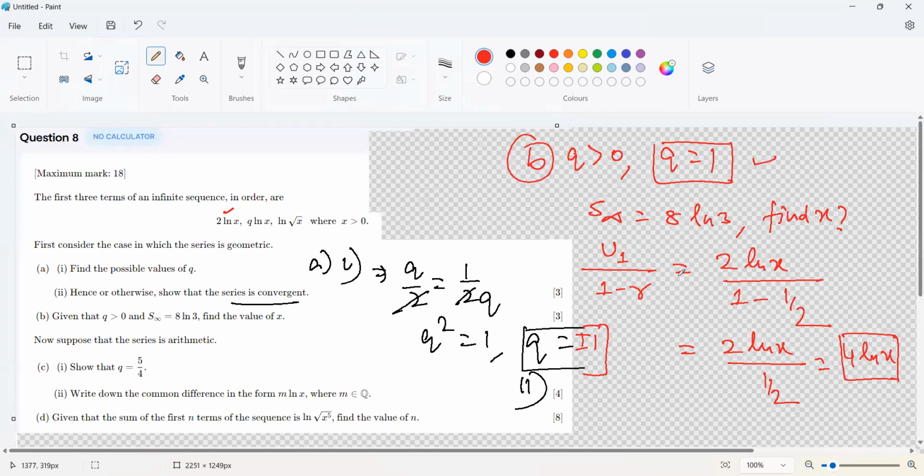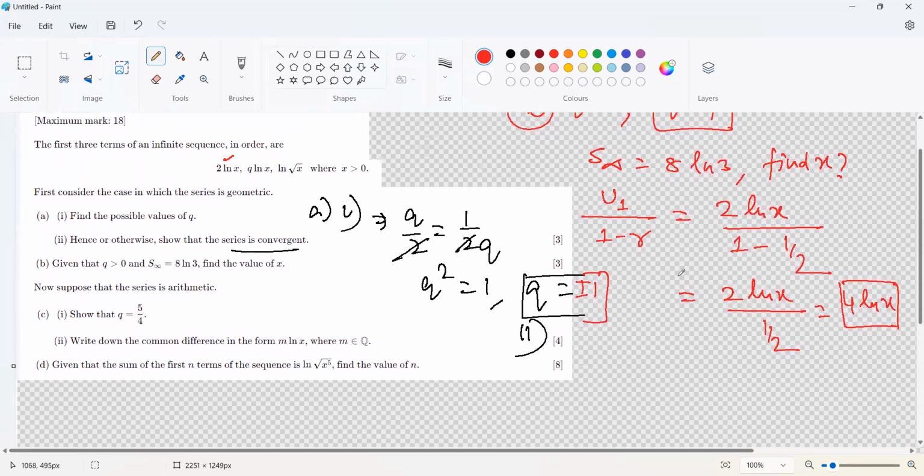But this S infinite is equal to 8 ln 3. So 4 ln x is equal to 8 ln 3. So 4 goes into 8 two times, and ln x is equal to ln 3 squared, because the 2 comes in front as the power of 3. The rule is the log power rule. What is x? x is nothing but 3 squared, which is 9.